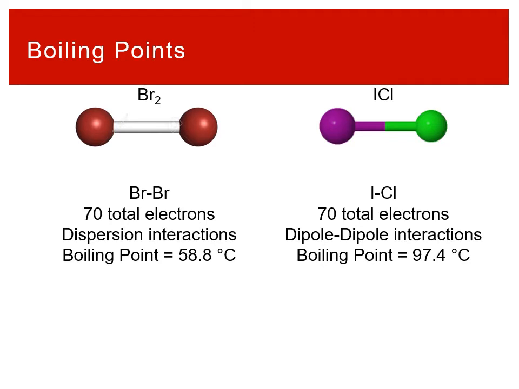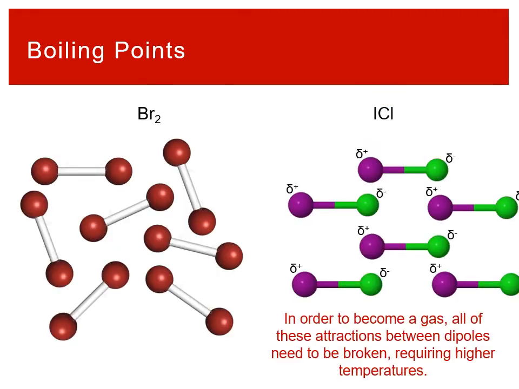Otherwise, they have very similar properties, similar masses, same number of electrons, but very different bulk properties because of their very different intermolecular force. If we think about what the liquid would look like for each of these: in bromine, I have a bunch of molecules that have potentially dispersion interactions. You can form some interactions, induced dipoles, instantaneous dipoles. In iodine chloride, there are permanent dipoles. There's a positive side and a negative side to every single molecule.